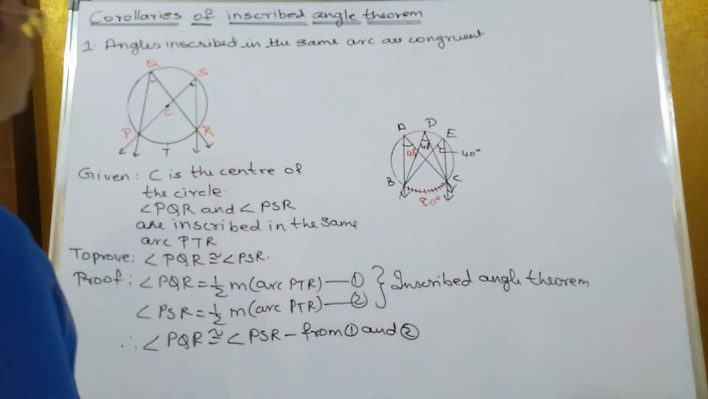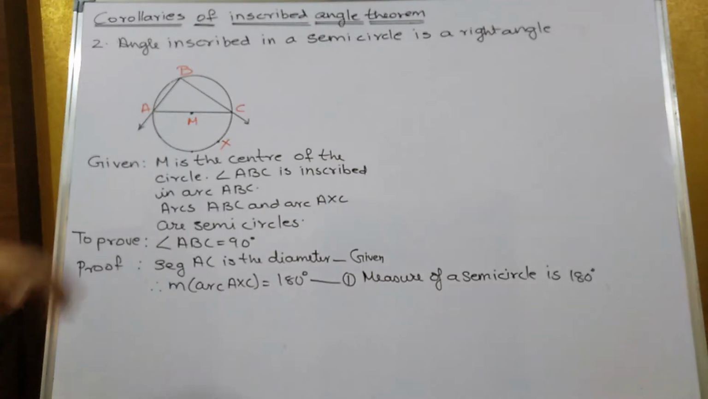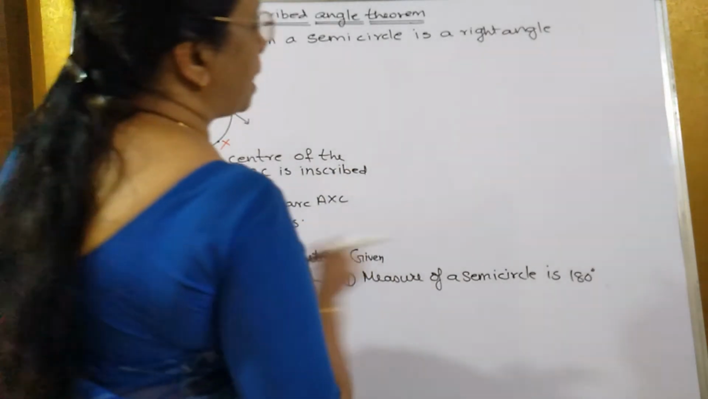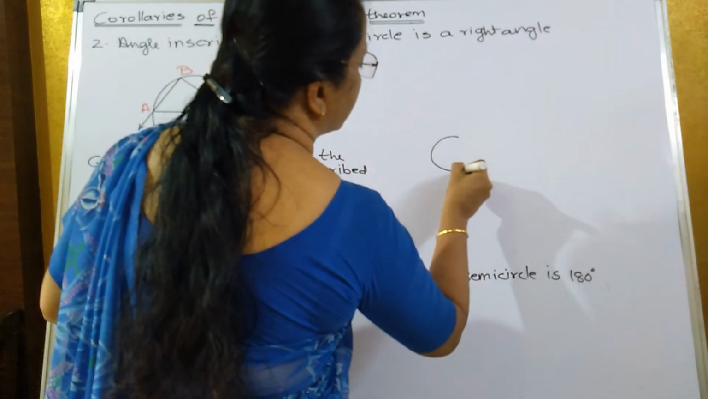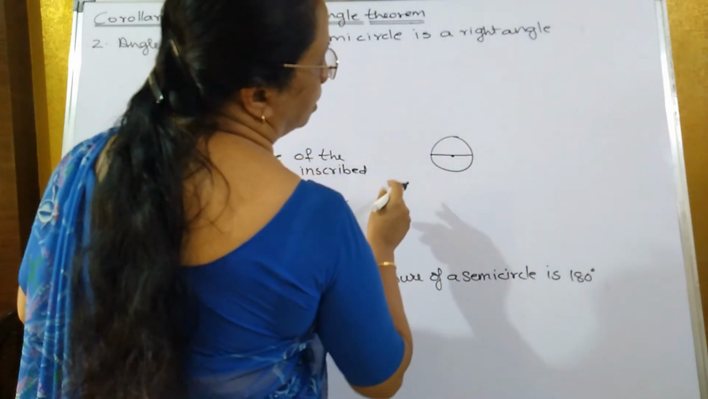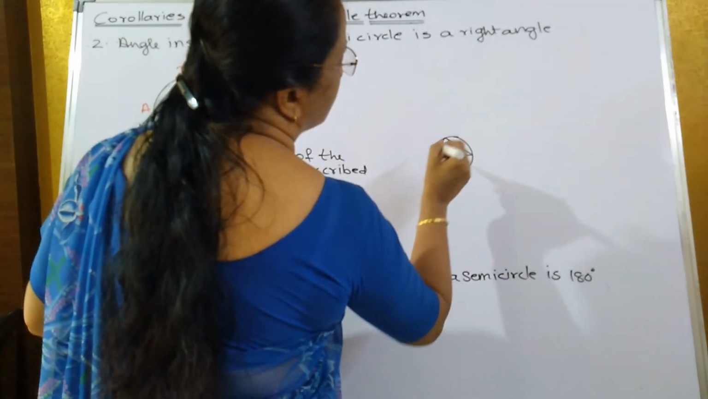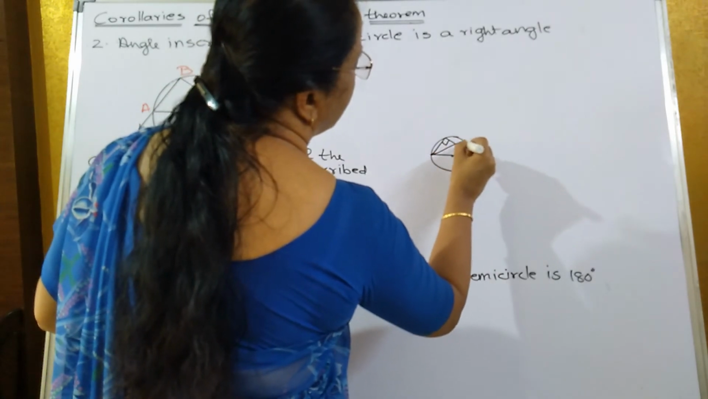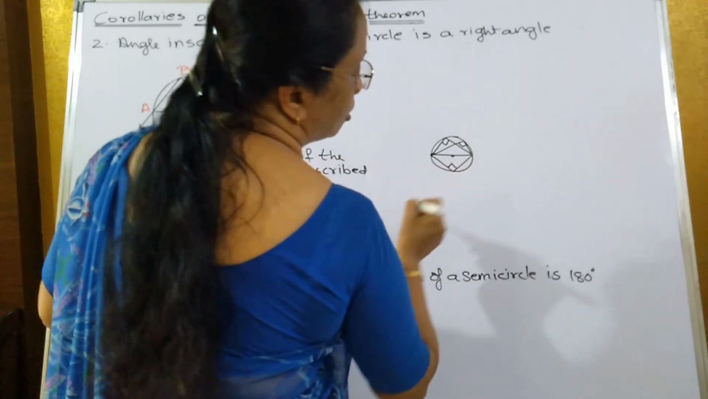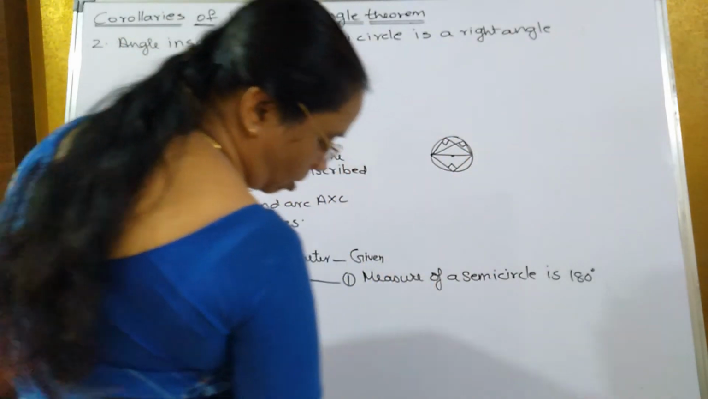Now we will take the next corollary of the inscribed angle theorem. Now the second corollary, angle inscribed in a semicircle is a right angle. So if an angle is inscribed in a semicircle, this is a semicircle, this is a center, diameter it is. So if an angle is inscribed in this semicircle, it will always be 90 degree. If I take another angle, that also will be 90 degree. This is also semicircle, so if I take below also, this will also be 90 degree. So angle inscribed in a semicircle is always 90 degree.